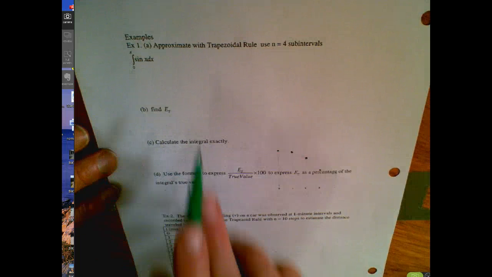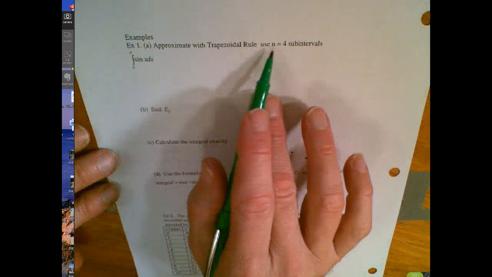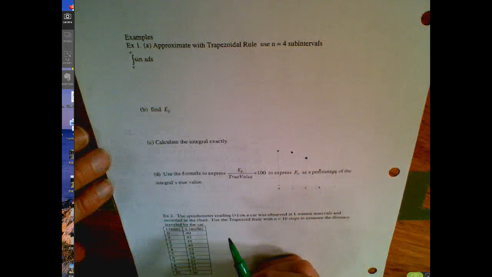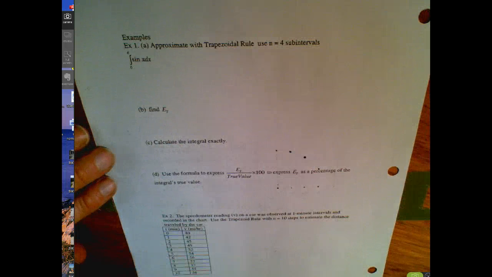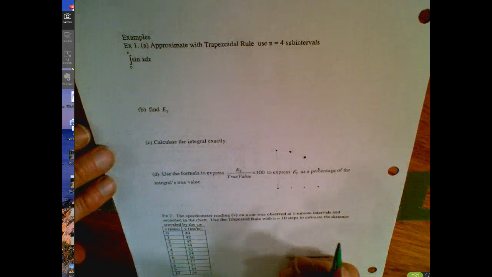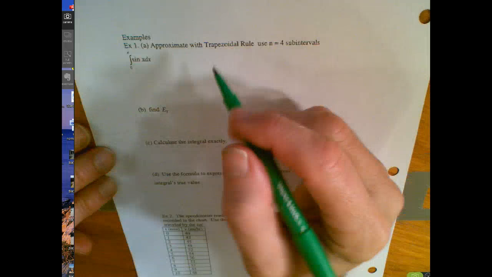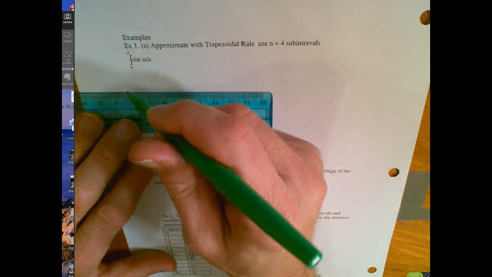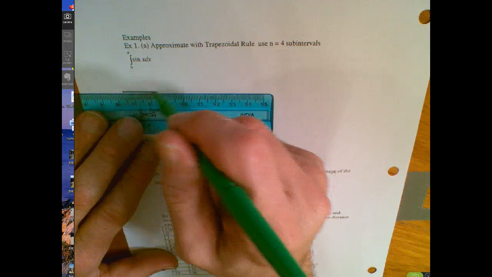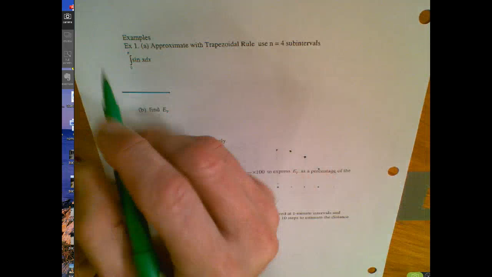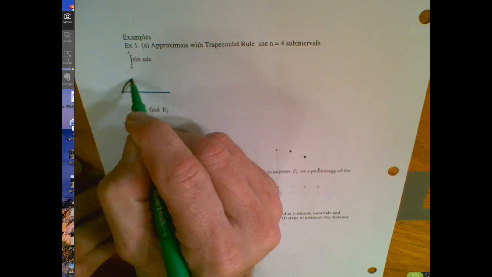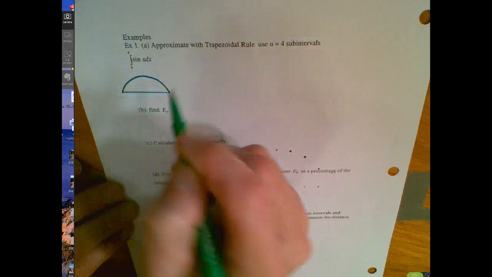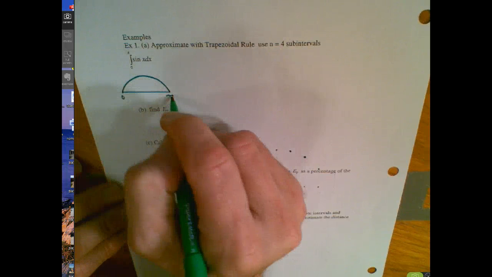First of all, approximate with the trapezoidal rule using n equal to 4 subintervals for this problem. We're integrating from 0 to pi the sine of x dx. So what we want to do here, first of all, is look at what the curve looks like. So I'm going to go ahead and just rough in the curve. I know that in this interval, from 0 to pi, my sine is always a positive value. So here we have 0, and we have pi.